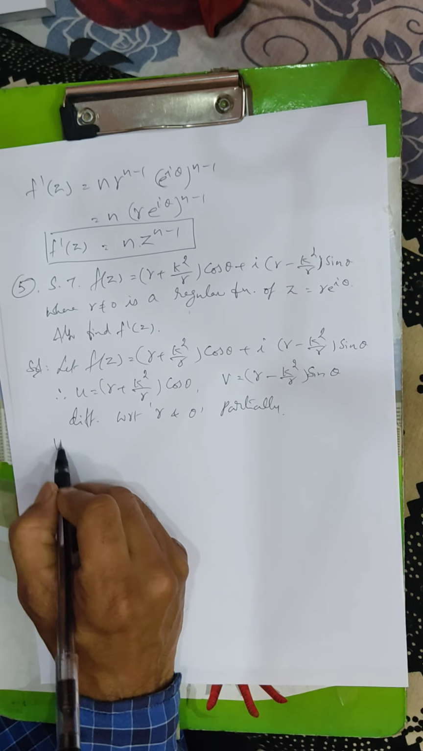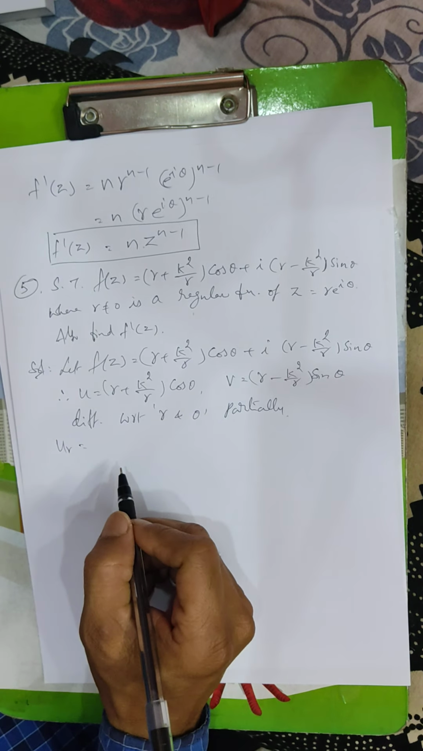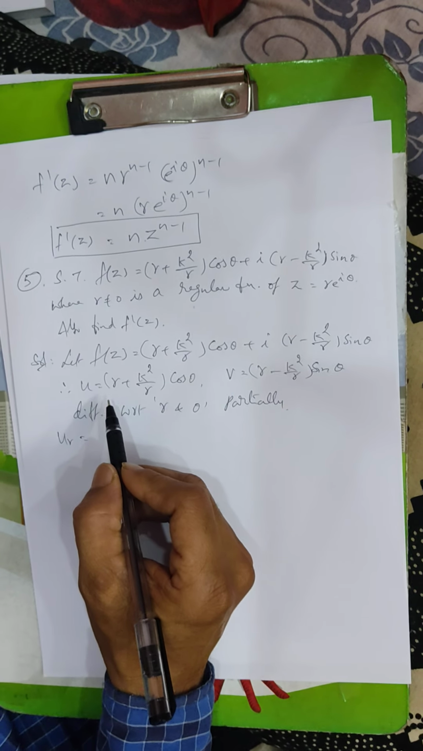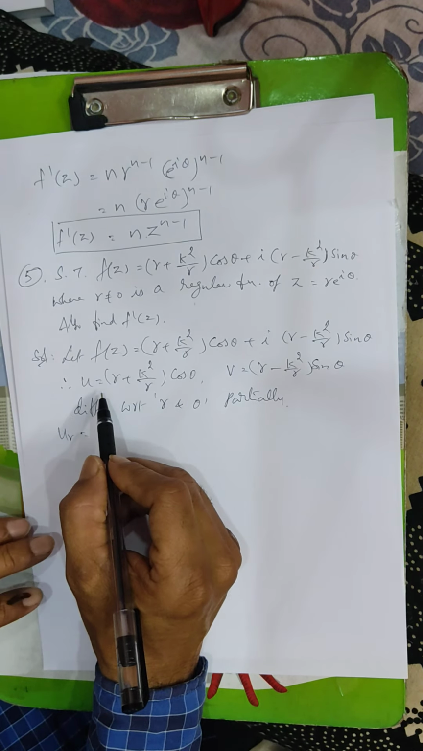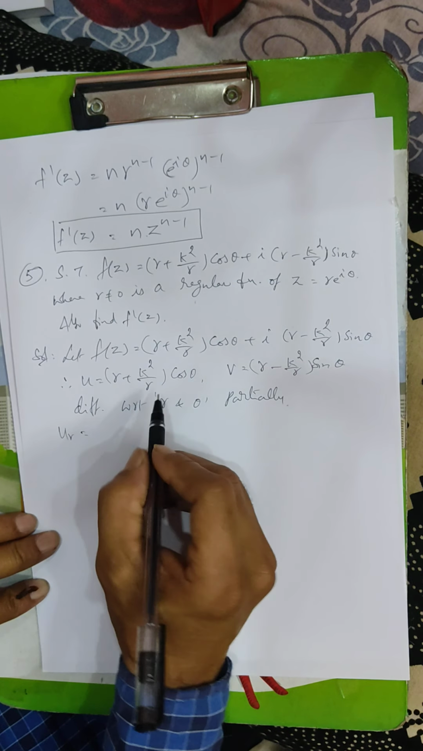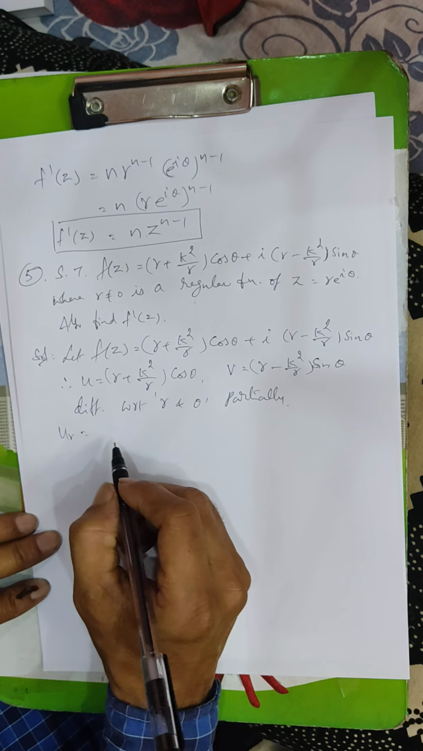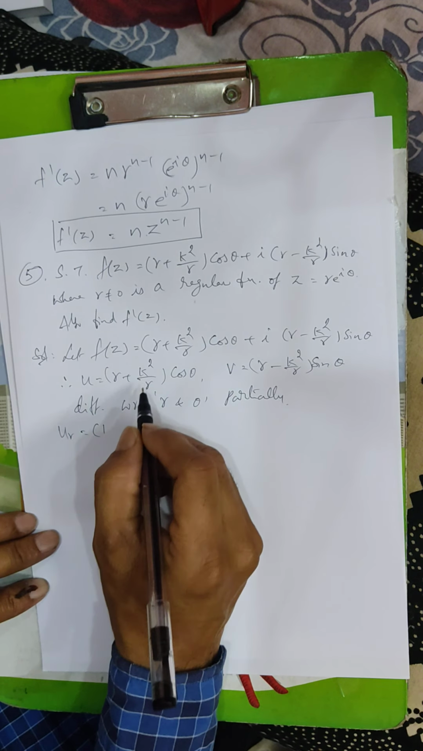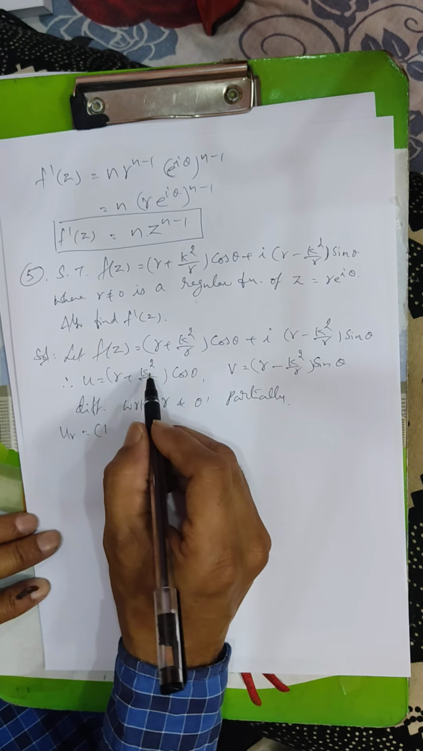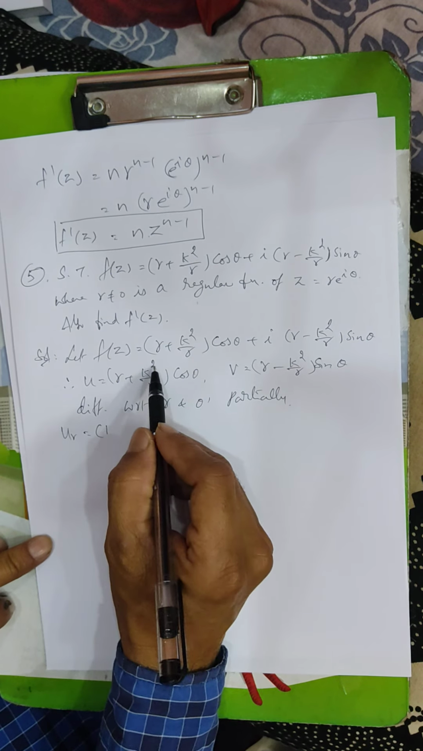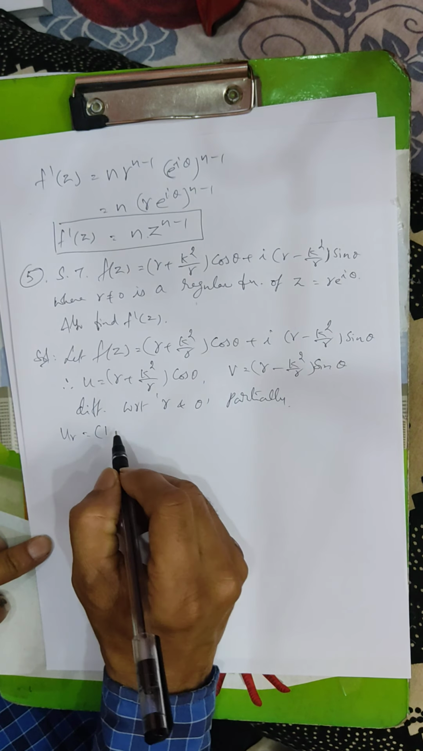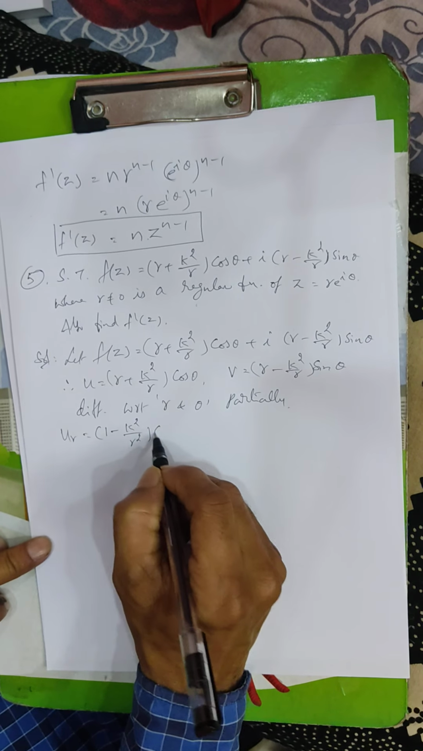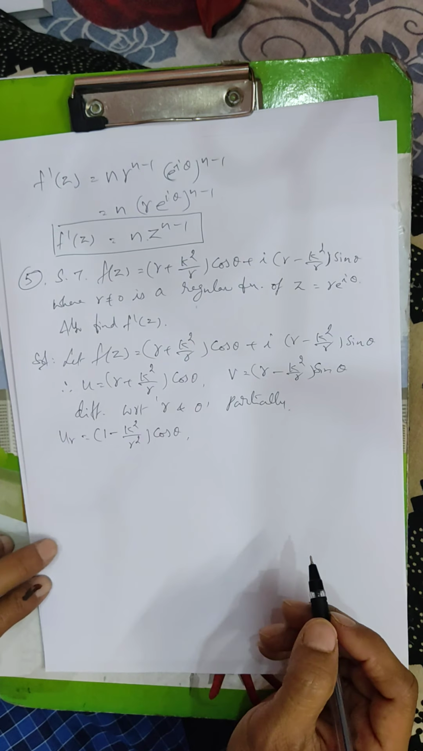So first I'll write u r, dou u by dou r. While differentiating with respect to r, cos theta is constant. Let us differentiate this bracket quantity. Derivative of r is 1, plus k square by r: k square is constant, and the derivative of 1 by r is minus 1 by r square. So we'll get minus k square by r square, and cos theta as it is.